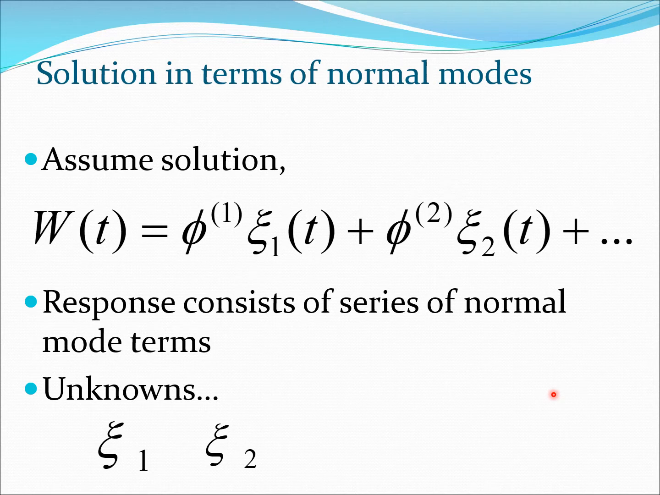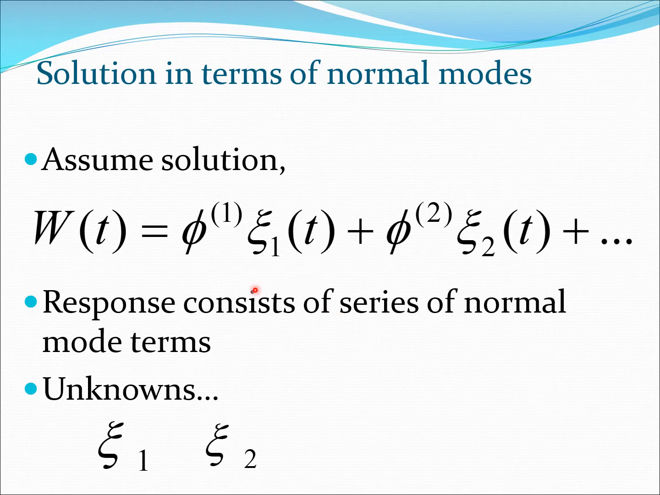So essentially this is an approximation that the response can be expressed as a series of normal mode terms. And this becomes an approximation when we truncate this series. If we were to use all the modes here, we would have a complete set for a discrete system, and then we would essentially just normalize the equations. But one of the advantages of the normal mode transformation is that we can use a truncated set.